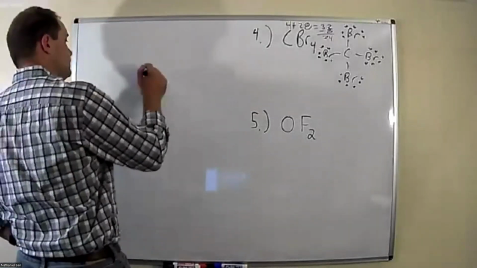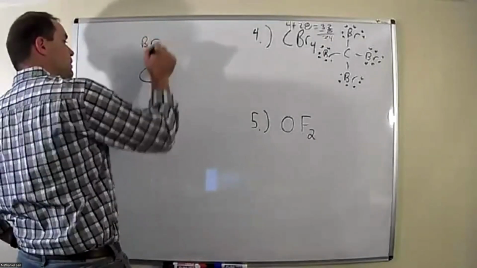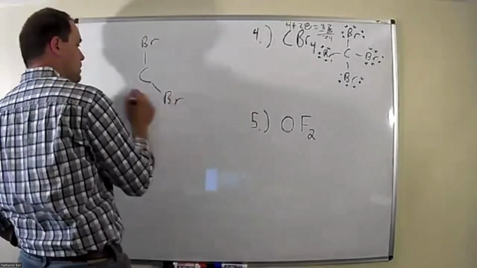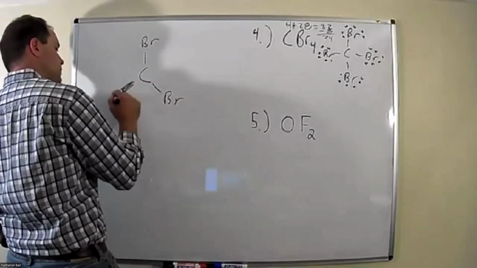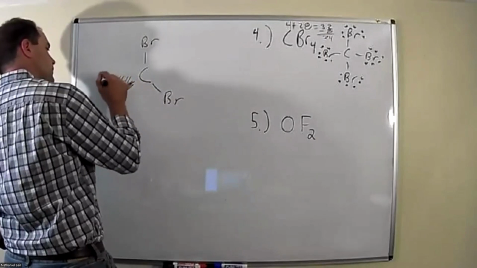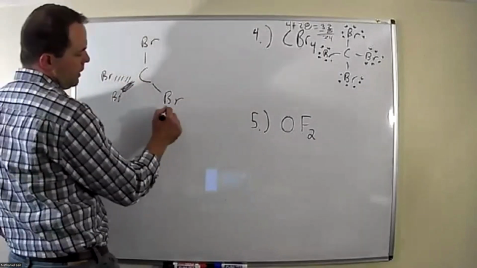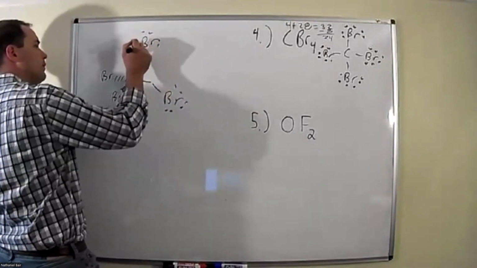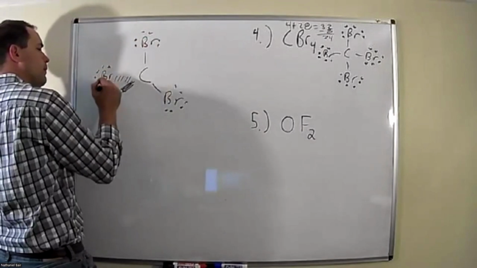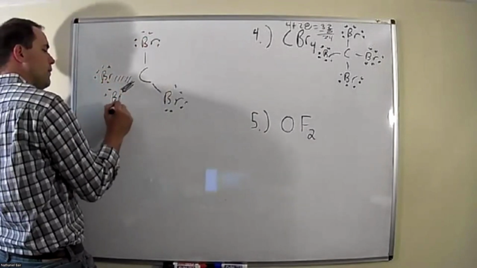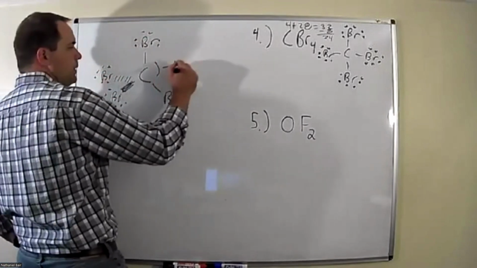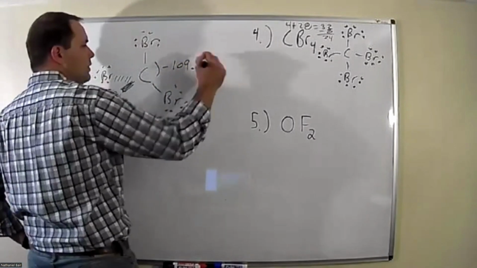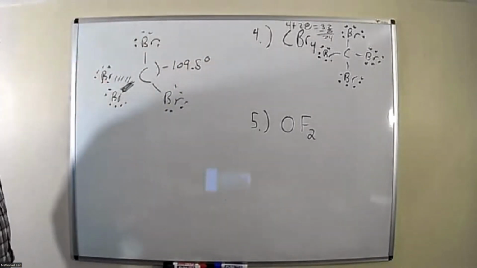So carbon in the middle, bromine, bromine, bromine coming out at you, bromine going away from you, and then 3 lone pairs on each bromine. And this has got a perfect 109.5 degree bond angle. Cool.